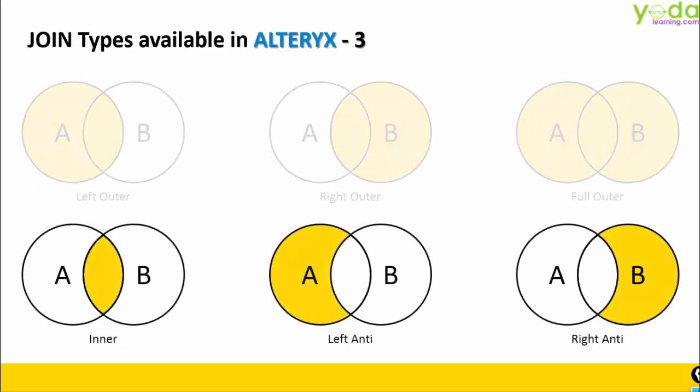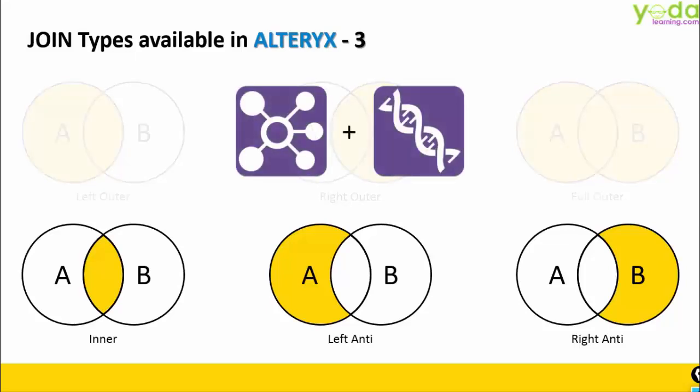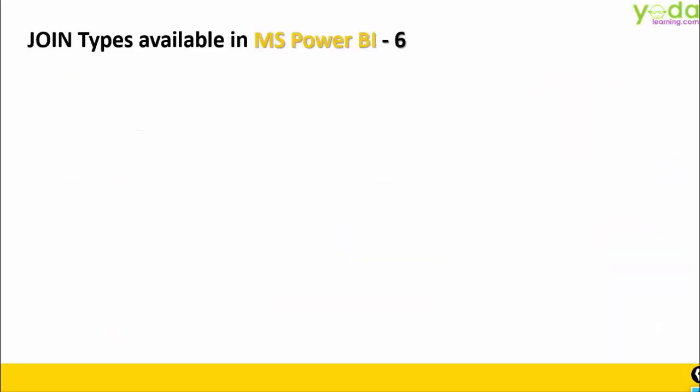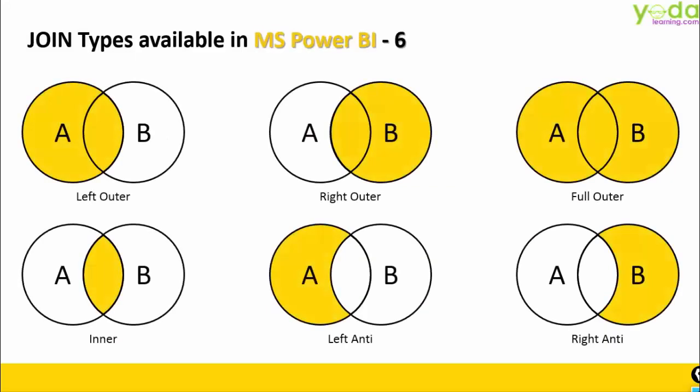Next, if you're using Alteryx, there are only three available to you: inner, left anti and right anti. The remaining three you will have to synthetically prepare using two tools in Alteryx. Those are join and union. Next, if you are using Power BI, then you'll find all six join types available to you. In Power BI, you can find all these six join types in the Merge Queries section of Power Query.